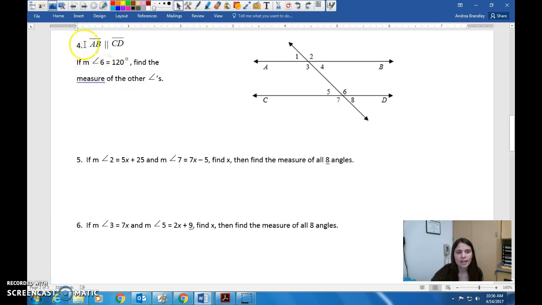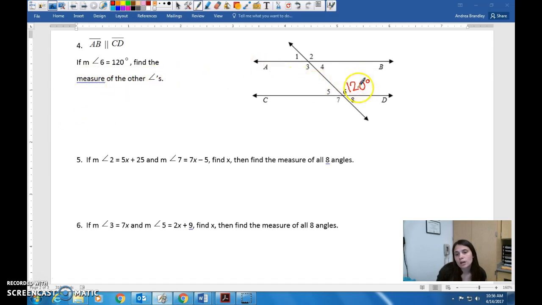So I'm starting with AB is parallel to CD. So it gives me one piece of information. It says that the measure of angle 6 is 120 degrees. So this is the measure of angle 6. And then it wants me to find the measure of all the other angles.